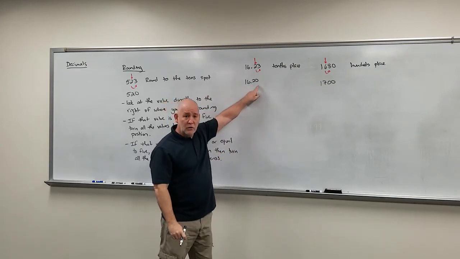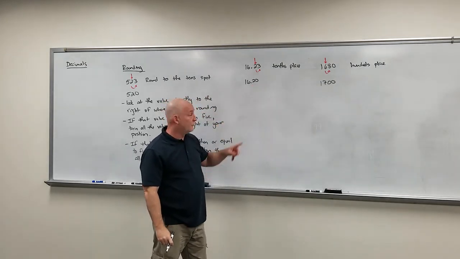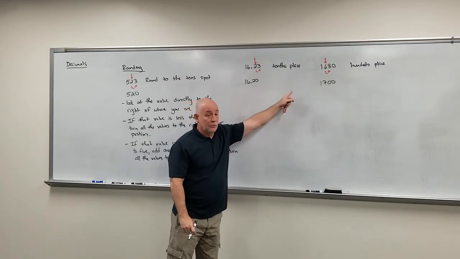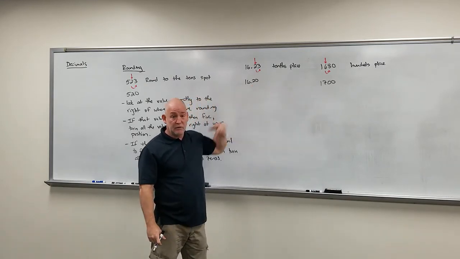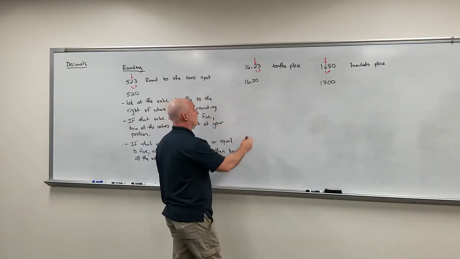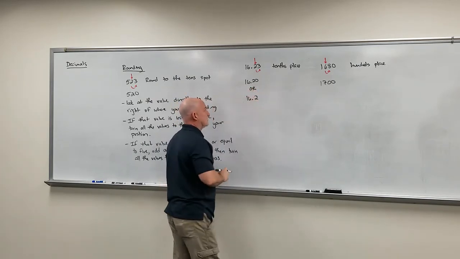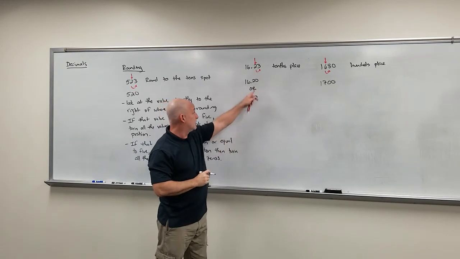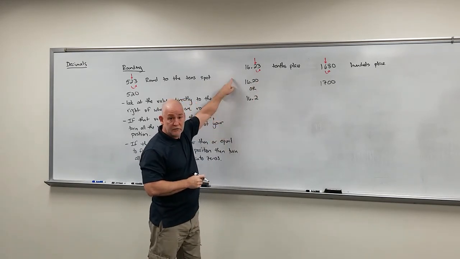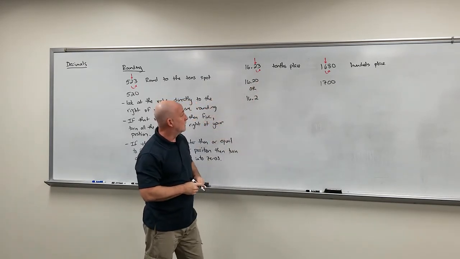Now, these are called trailing zeros with decimals. Any zeros that are to the right of a number that's not a 0 are actually not necessary. So you could write this, or if you wanted to, you could just write that as 16.2, because that 0 actually isn't doing anything. But it doesn't hurt to write that 0 there if you would like.